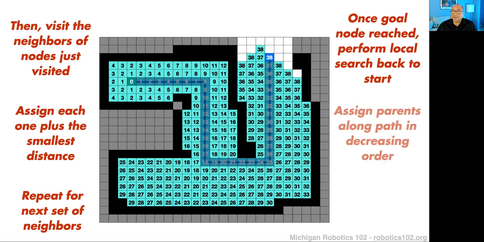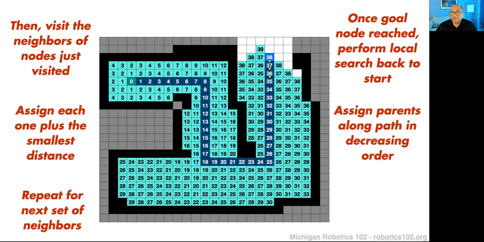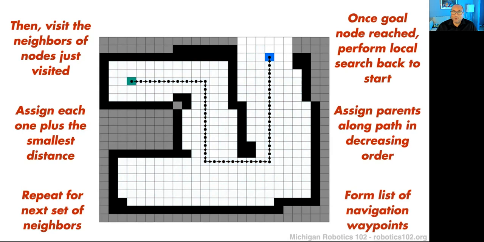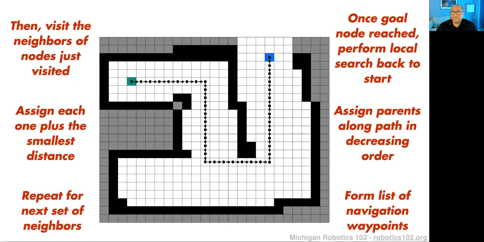Once we've established this local search and this ordering of cells that we're traversing, we can then assign parents along this path in the decreasing order of the values that we're encountering from the local search. And then from these parents, we can form a list of navigation waypoints. Each of these cells would give us a route that we could follow, a collection of waypoints that our robot can then traverse in order to get to our goal. And that is a very, very simple way for us to do path planning in our route.